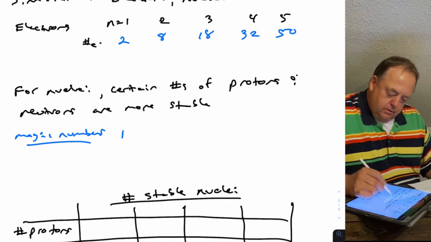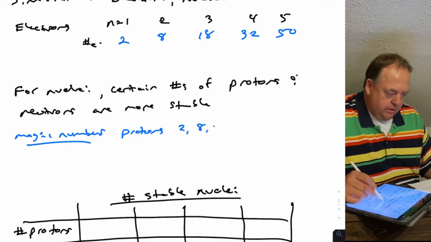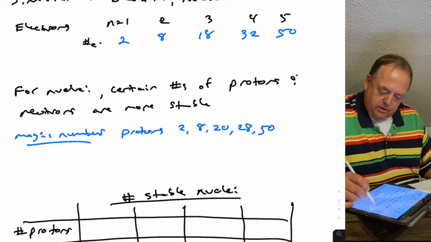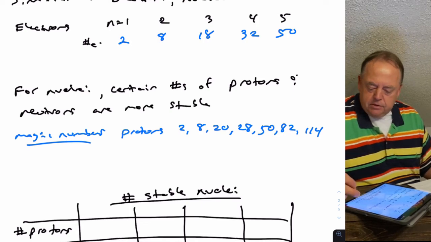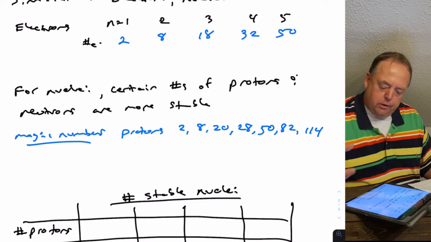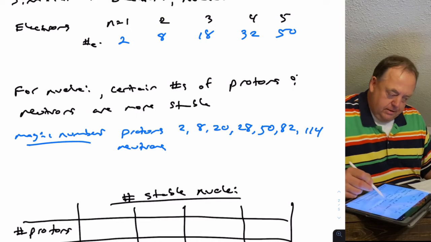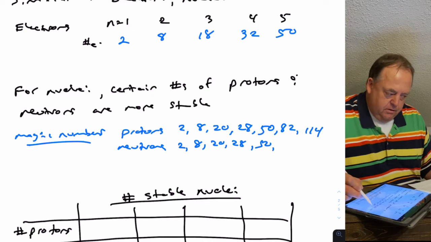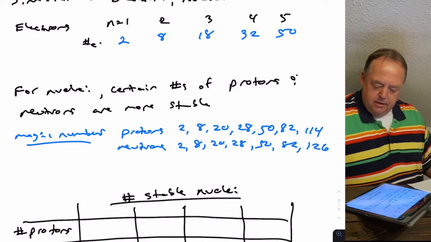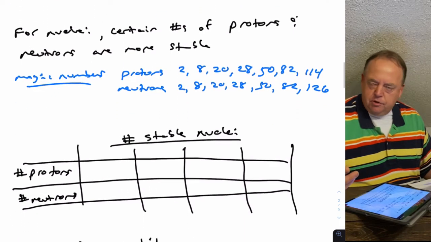So for protons, magic numbers are 2 protons or 8 protons, 20, 28, 50, 82, and it's predicted that 114 would be stable as well. But there are no elements known with 114 protons at this point. It's just theoretically predicted to be stable. And for neutrons, 2, 8, 20, 28, 50, 82, and 126 neutrons in an atom are the magic numbers that seem to be extra stable.